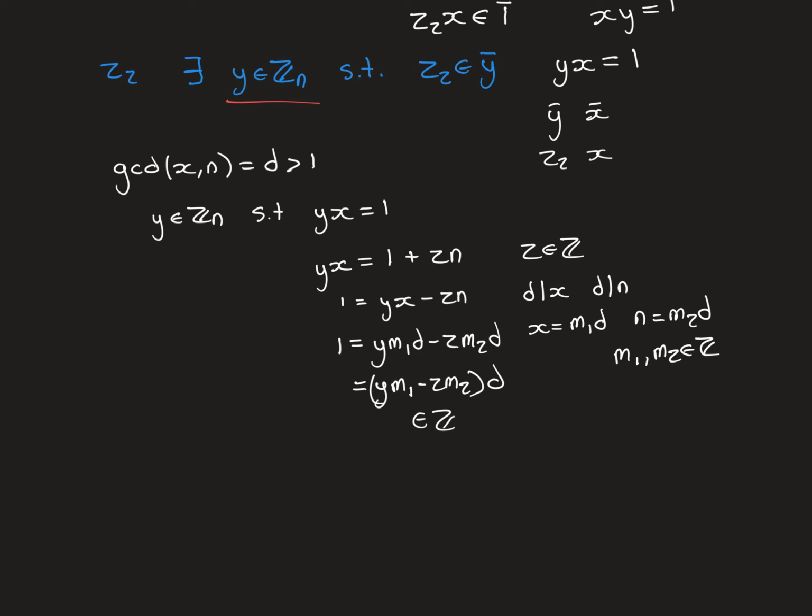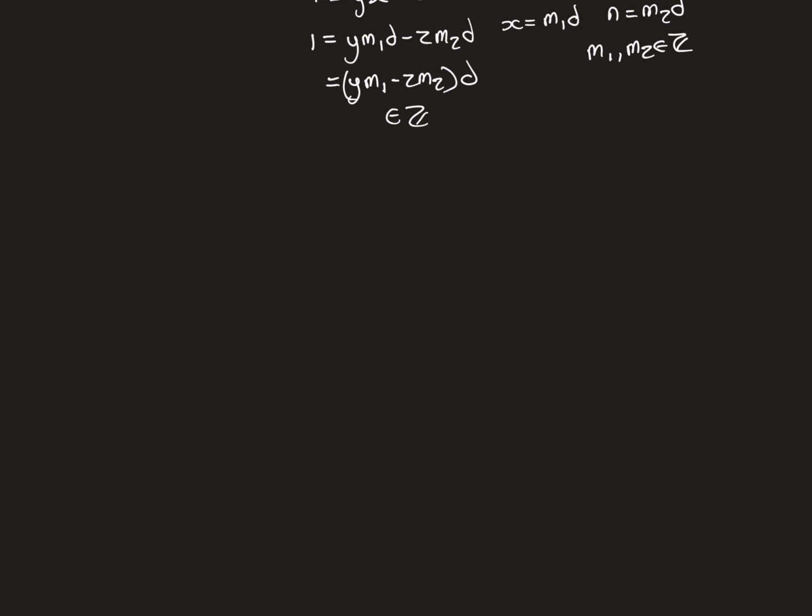And therefore, we go back to our initial assumption that there was some multiplicative inverse for x, and it must have been wrong. So we have proven that if the greatest common divisor of x and n is greater than 1, i.e. they're not coprime to one another, then x cannot possibly have a multiplicative inverse in the ring of integers modulo n. So if they are coprime, then x will have a multiplicative inverse, and if they're not coprime, then it won't. So it will have a multiplicative inverse if and only if x and n are coprime to one another.